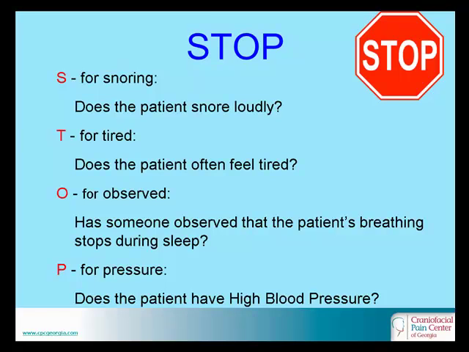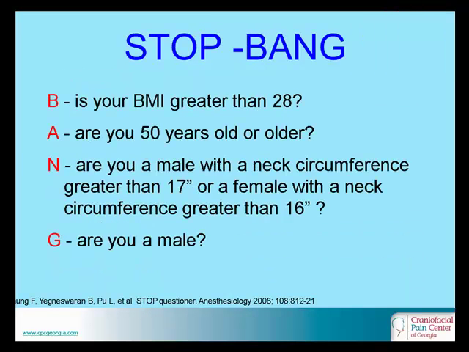But there's a component where you could ask the first 4 questions, which is the STOP scale, and the second part called BANG. The BANG is basically B, is your BMI greater than 28? A, are you over the age of 50? N, is your neck circumference greater than 17 inches for men and 16 for females? And G, gender, are you a male? Once again, if they said yes to 2 of these or greater, as well as 2 from the STOP scale, there was a good chance that they probably had moderate to severe apnea. So just the act of asking these questions could be suggestive of them having some issue or some condition.